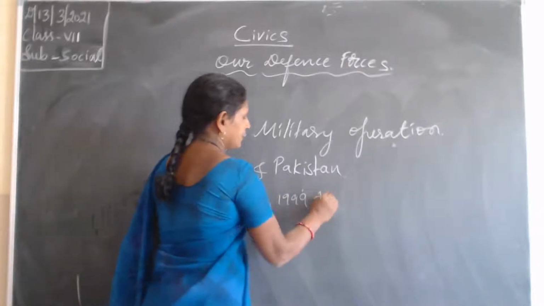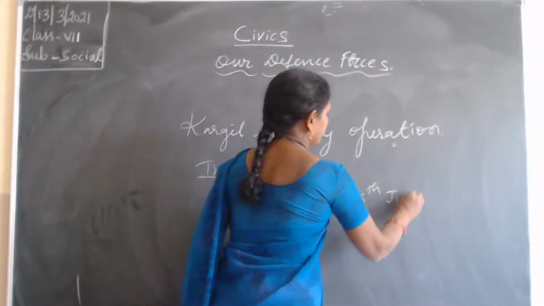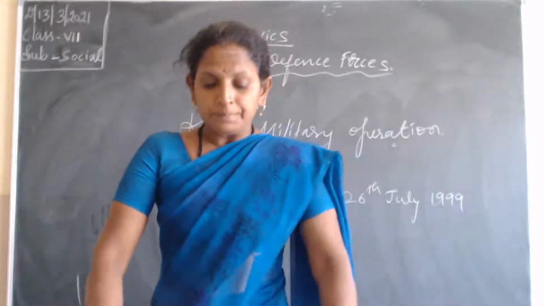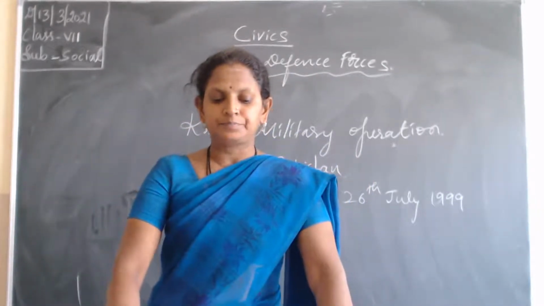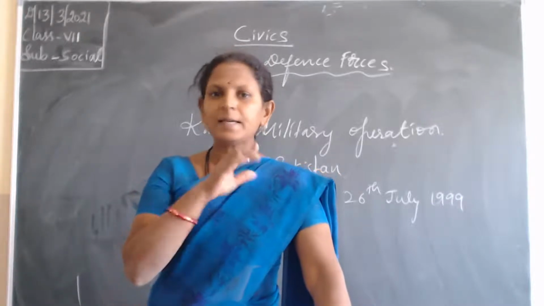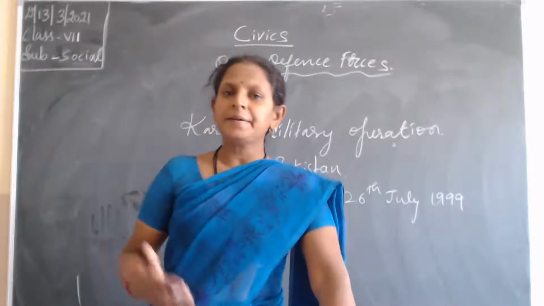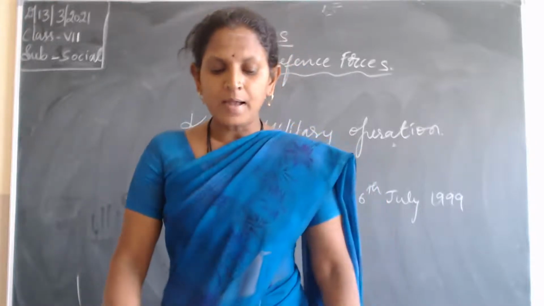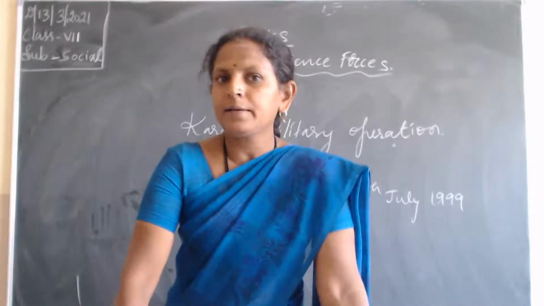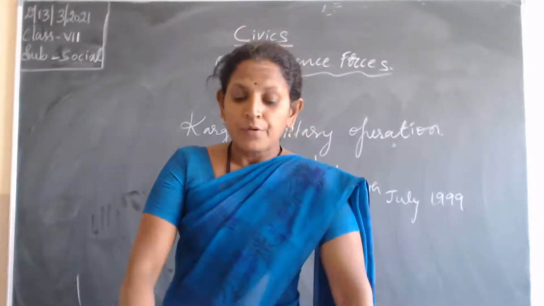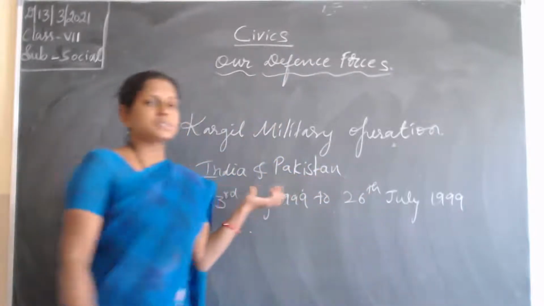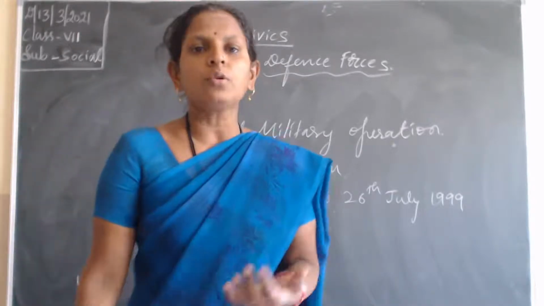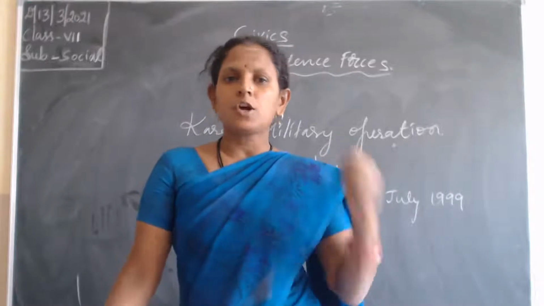The war lasted from 3rd May 1999 to 26th July 1999. So this started between India and Pakistan. Kargil is a district of Kashmir. When Pakistan attacked to occupy that place, our Indians fought against it, and finally they got success.